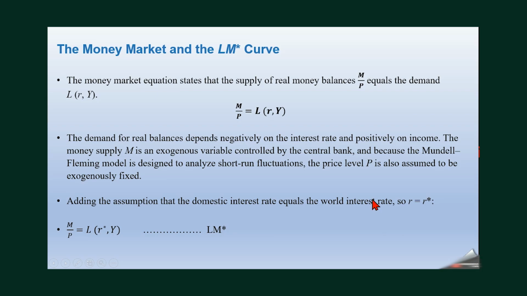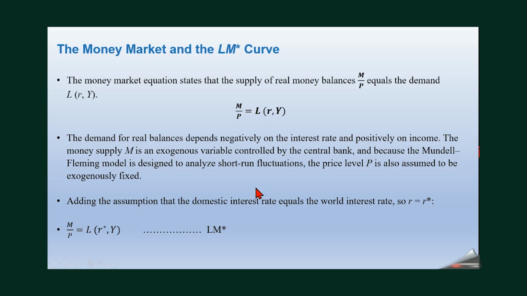Let's go to the money market equilibrium, and here we are going to derive the LM* curve. We know the money market equilibrium is the equilibrium balance between the real money supply and real money demand. Now, prices being constant, it will completely be dependent on money supply equal to money demand in the economy. Now if we add r = r*, as we have perfect capital mobility, our LM curve equation becomes M/P = L(r*, Y).